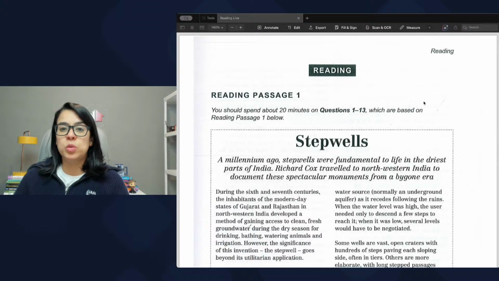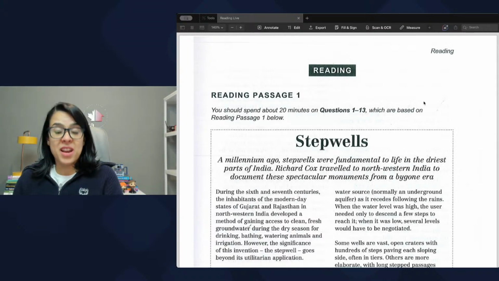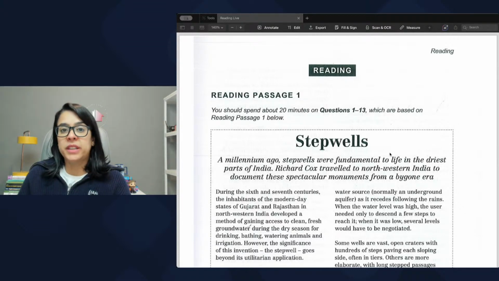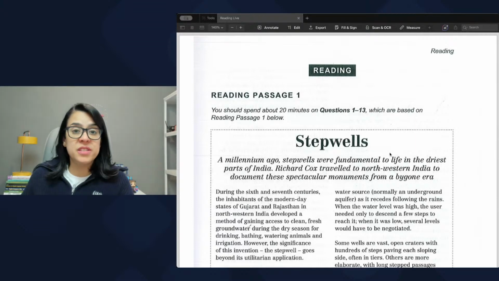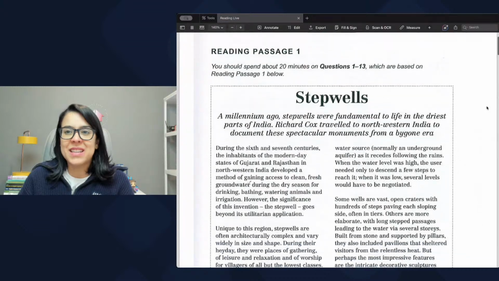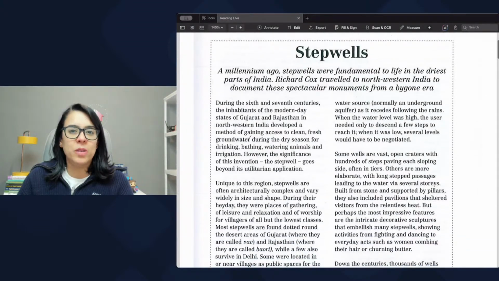So, as I told you, this is an authentic reading test, and it is part one. Remember that the reading test is divided in three parts: parts one, two, and three. Part one is obviously the easiest part, and this text is about stepwells.